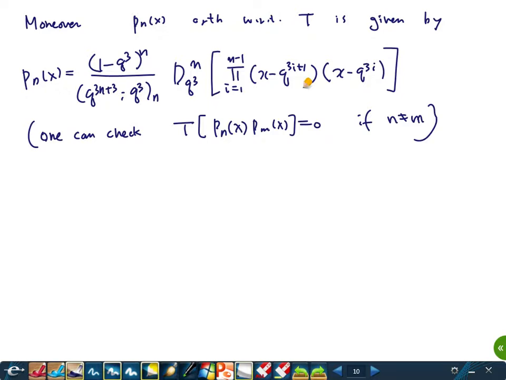Now what? We have explicit formulas for T, S, P, right? So now we have the explicit formula for this. This is the quantity that we want to compute, and this is just substitution, just a Q integral.